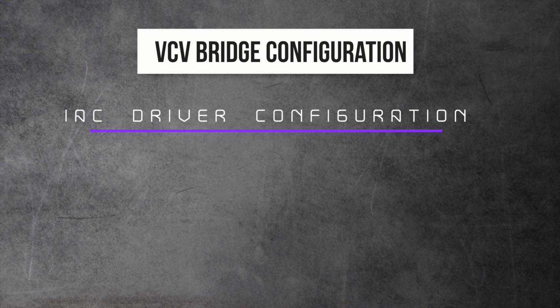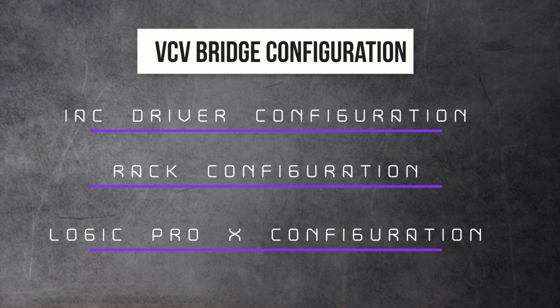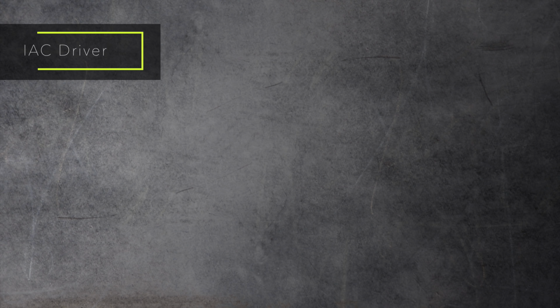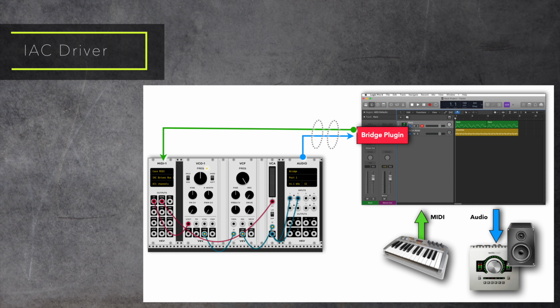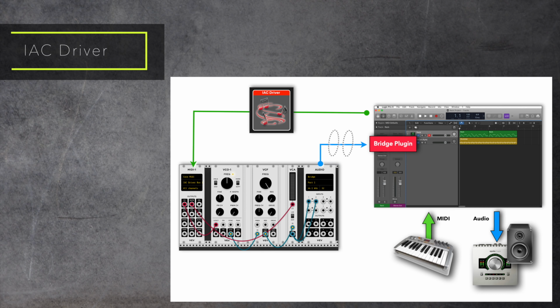Step 1, the IAC Driver configuration. Step 2, the Rack configuration. And Step 3, the Logic configuration. First, Step 1, the IAC Driver configuration. Right at the beginning, there is a big exception, because Logic doesn't use the VCV Bridge plugin to send its MIDI data to the Rack application. Instead, it uses the IAC driver, a built-in MIDI device that is part of Mac OS X.